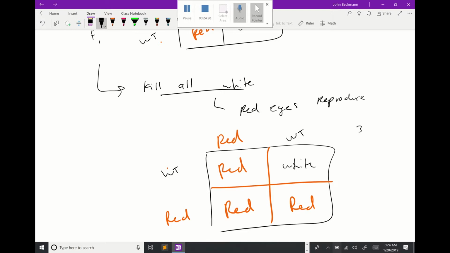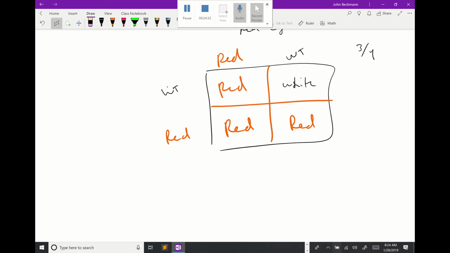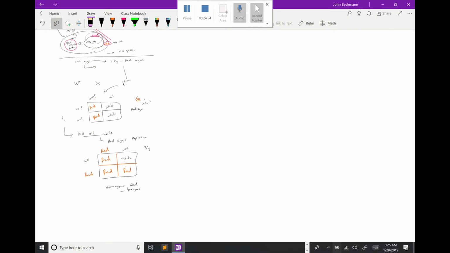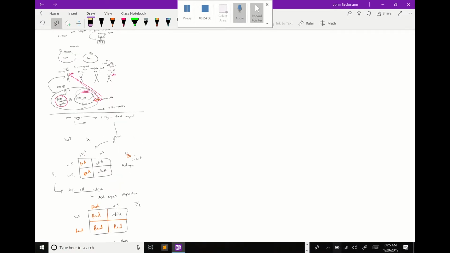Does this make sense? Now you kill all the white eyes, you mate them again and again and again and again. You only take red eyes, and then eventually you convert the whole population to what's called homozygous red, which is your transgene. And now you don't have to worry about it anymore. Does that make sense? So that's how you get a unanimous population of a transgenic fruit fly line. But that's more just trying to answer your question.